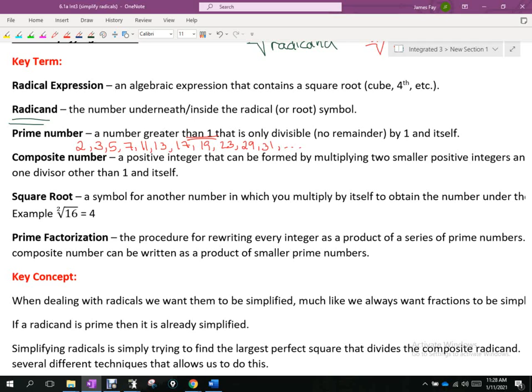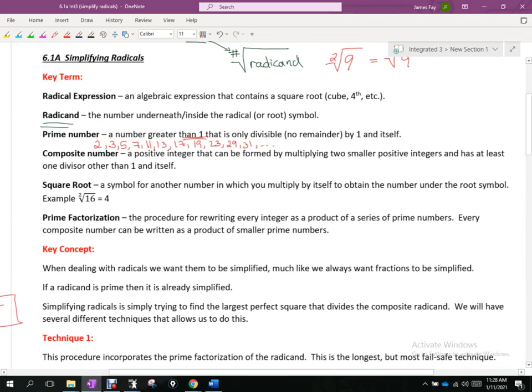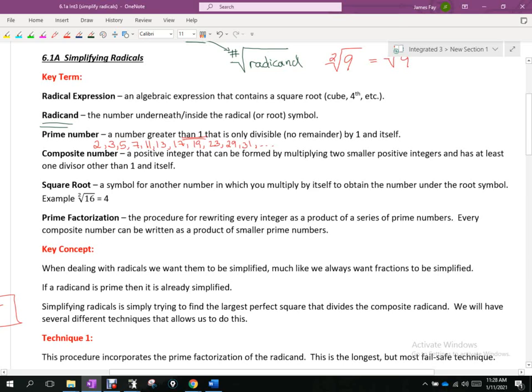Okay? So like the number 8 is composite. You can find it by multiplying 2 and 4, right? Okay? One of those numbers, 2, is prime, but 4 is not prime. So that's the added information of the composite number. It says a positive integer that can be formed by multiplying 2 smaller positive integers, or it has at least one divisor other than 1 and itself. Okay? So like, I don't know, 15. Okay?